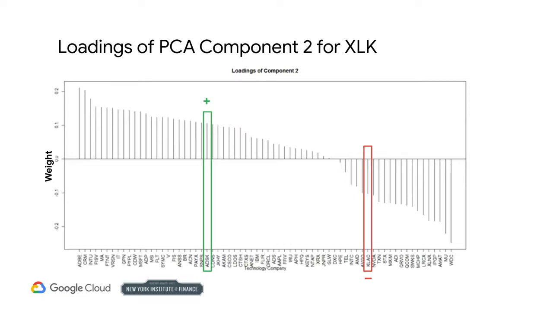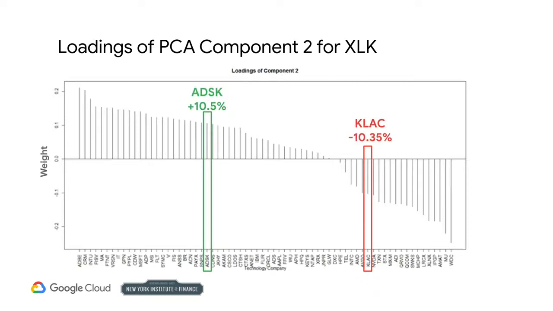Just to review, on the x-axis you label each technology company. On the y-axis you list each company's weight in the second component. Unlike the first component, notice that the second component has both positive and negative loadings. This component accounts for 6.6% of the total variation in the data. Recall that the scree plot showed the cumulative variation explained by the components. The first two components account for about 57% of the total variation.